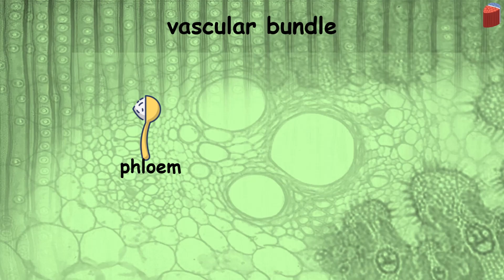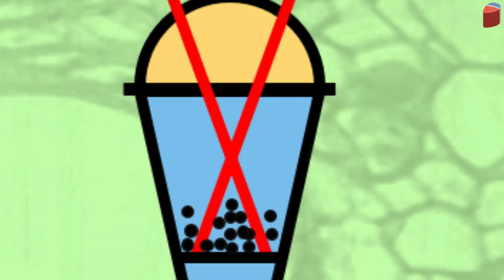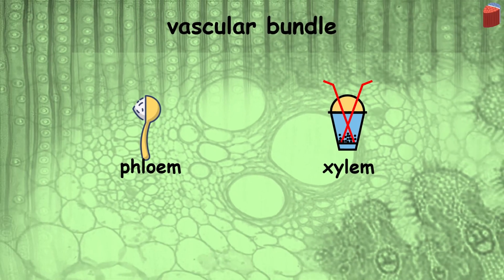Vascular bundles are made up of xylem and phloem, and cambium, the latter of which is not in the O-level syllabus. To remember xylem's function, it is pretty simple. Look at the pair of straws. What letter do you see? X is for xylem, and what is the function of a straw? To transport water and, well, mineral salts in the plant's case.